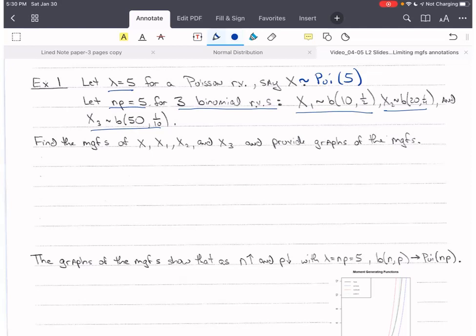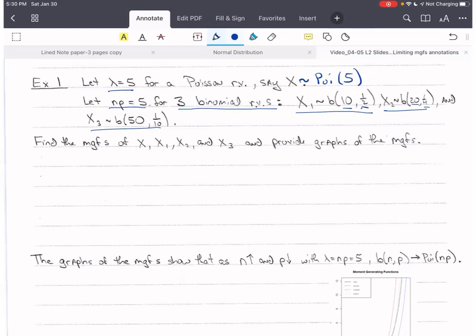So first we have n of 10, p of 1/2. You multiply that, you get 5. 10 times a half is 5. And then 20 and 1/4. Again, n times p there is 5. And 50 times a tenth, or 50 divided by 10, is 5. So we have n times p is 5 for all of these, and that's what we're trying to show here.